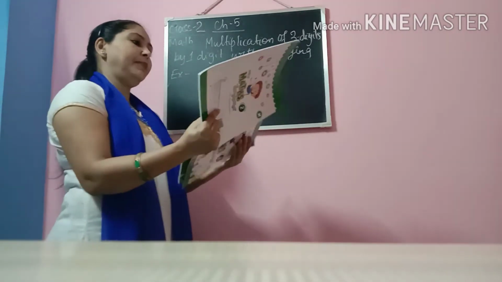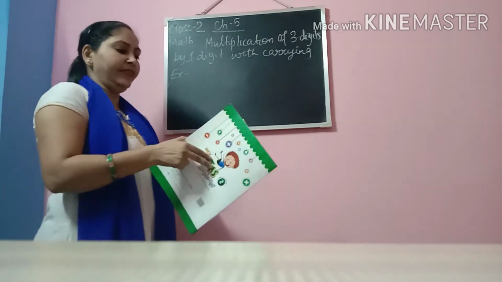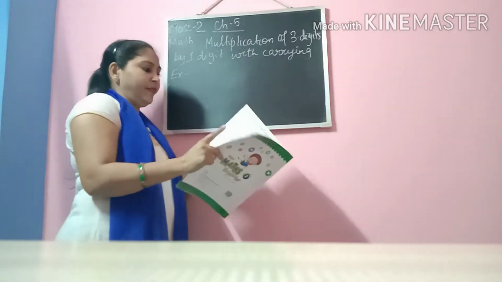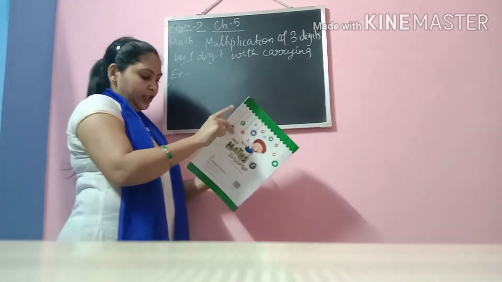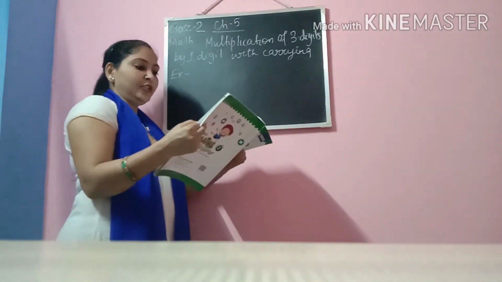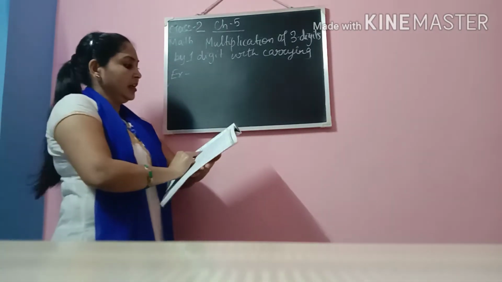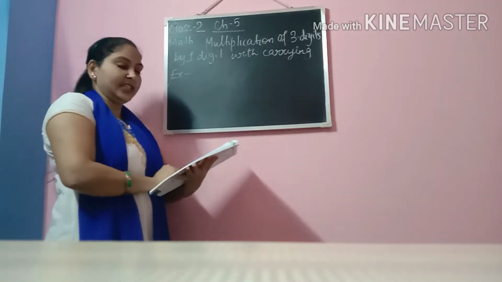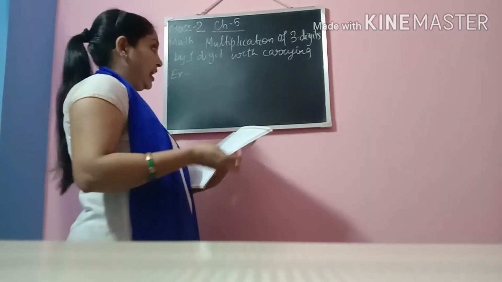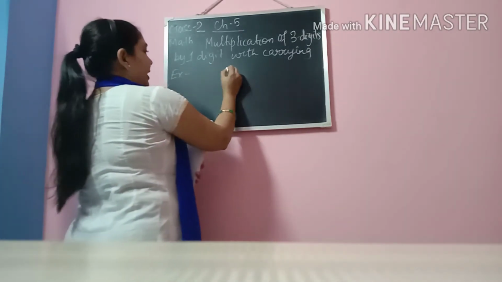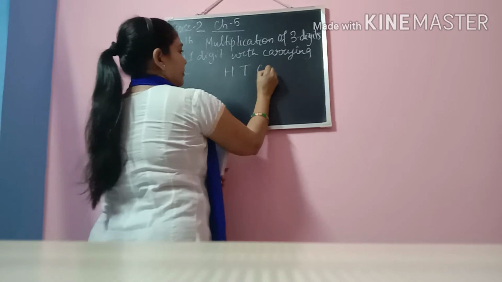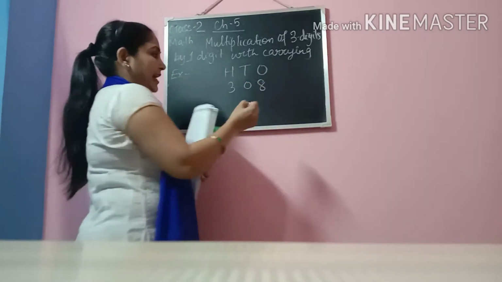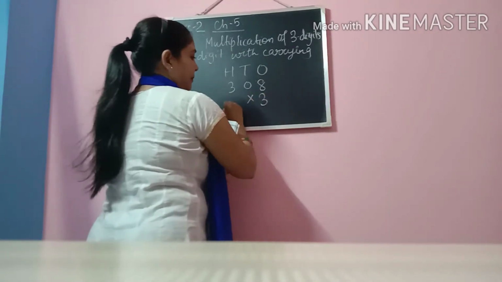So I will take the example from your book itself. You can find it on page number 85. Page number 85, I have done the second question. Find the product. The first one is already done for you, the second one I have done, and the third one I will be doing here. 308, okay, multiplied with 3.